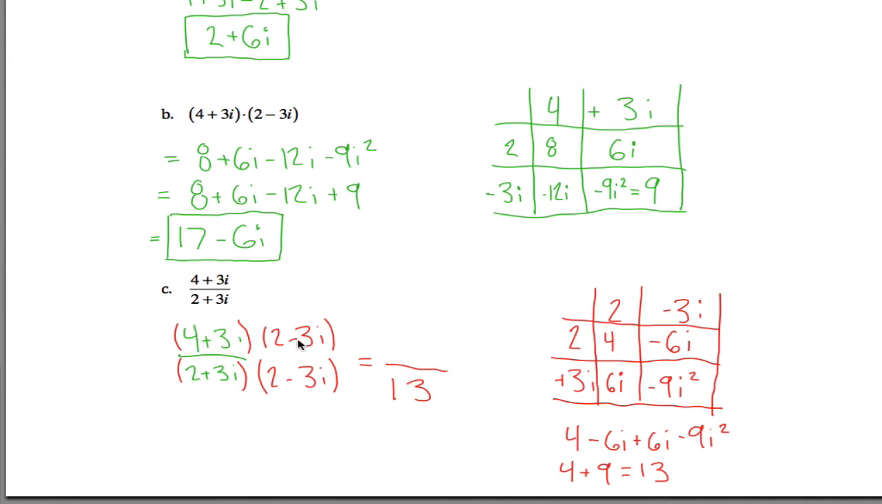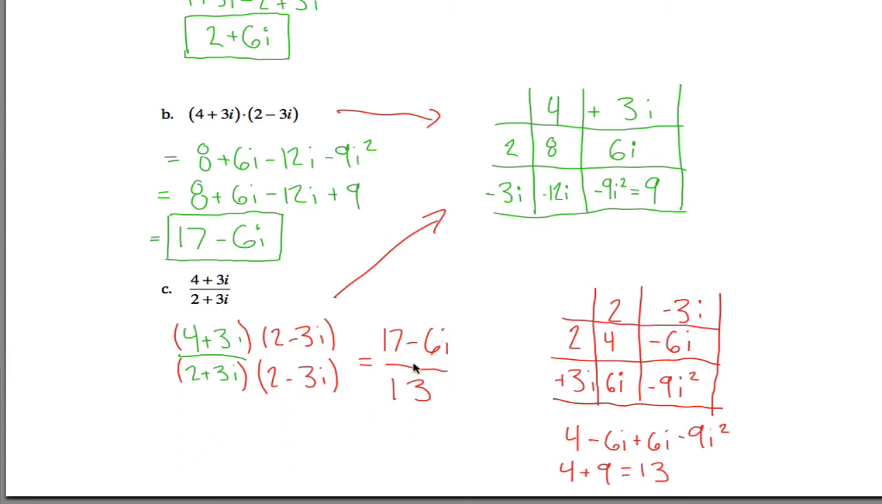So what about the top? 4 plus 3i times 2 minus 3i. I've got to figure out what that's equal to. Unless I'm clever and I look up here, it's exactly what we figured out up here. 4 plus 3i, 2 minus 3i. We did that in part B. We figured out that that's just equal to 17 minus 6i. So this divided by this can be written as 17 minus 6i over 13.